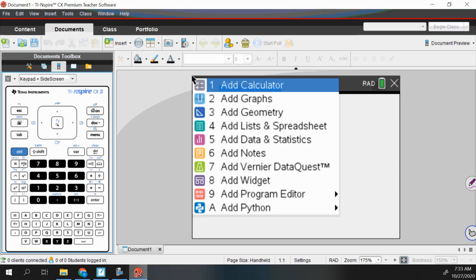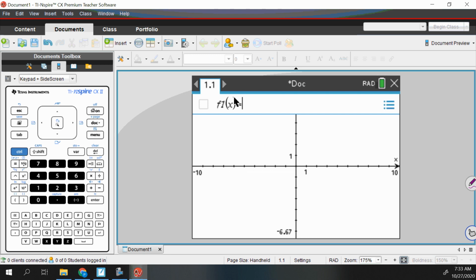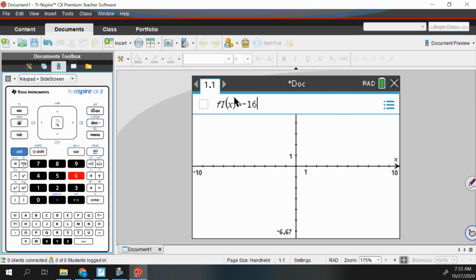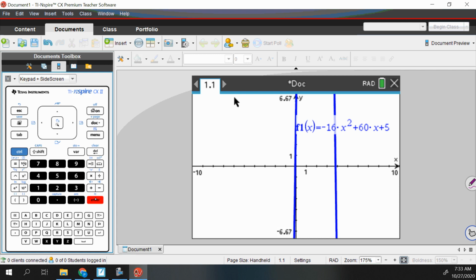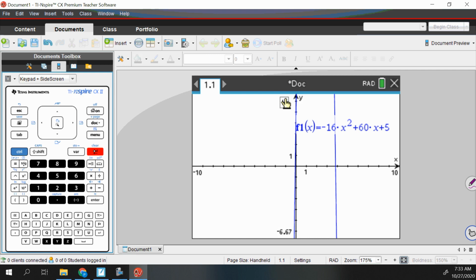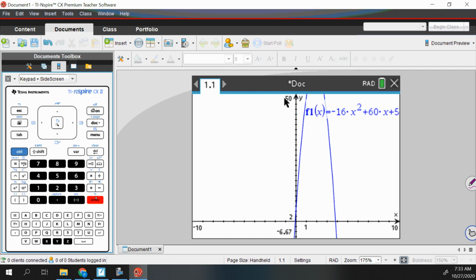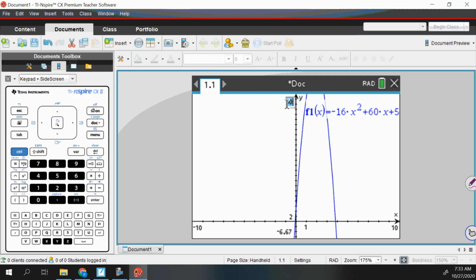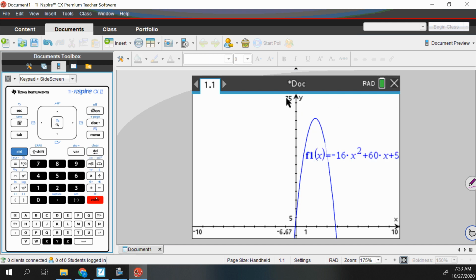So let's go over to the calculator, add a graphs page. And for f of x, we have -16x squared plus 60x plus 5. Well, notice based on this right now, a -16x squared, that should be a parabola opening upside down. We can't see the parabola part, so let's make it higher. We can double click that 6.67, and let's try like 50 maybe. Still not high enough, looks like we're getting closer. Let's maybe try like 75. All right, and that looks better.